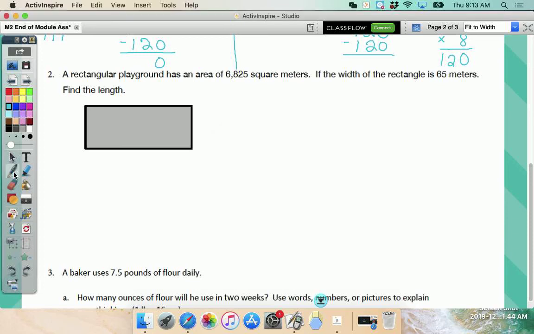So let me read this question. A rectangular playground has an area of 6,825 square meters. If the width of the rectangle is 65 meters, find the length. Now, I want to write a formula before we start. Any guesses to what the formula is? Length times width. You got it. Area equals length times width. Write that down.